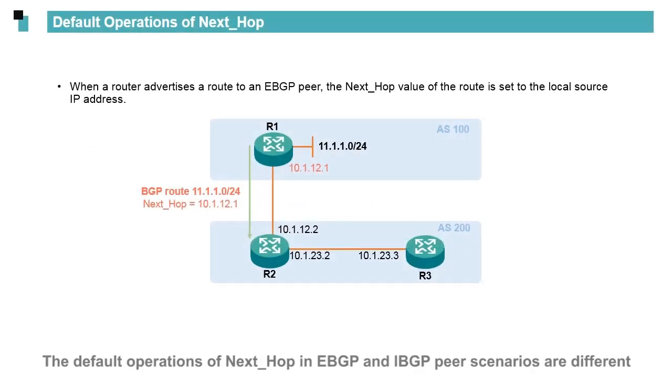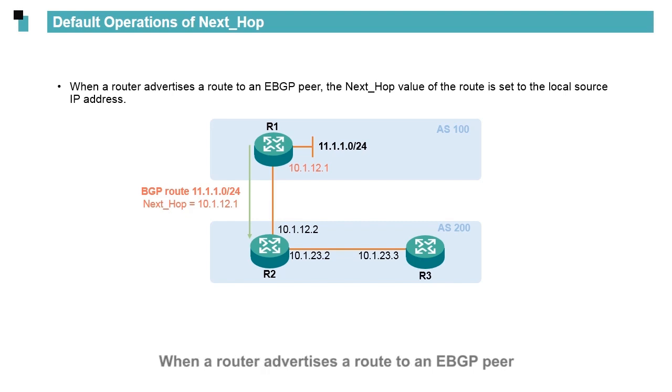The default operations of next hop in eBGP and iBGP peer scenarios are different. When the router advertises a route to an eBGP peer, the next hop value of the route is set to the local source IP address. On the network shown in the figure, R1 and R2 are eBGP peers. When R1 advertises the route 11.1.1.0/24 to R2, R1 sets next hop to its source IP address.